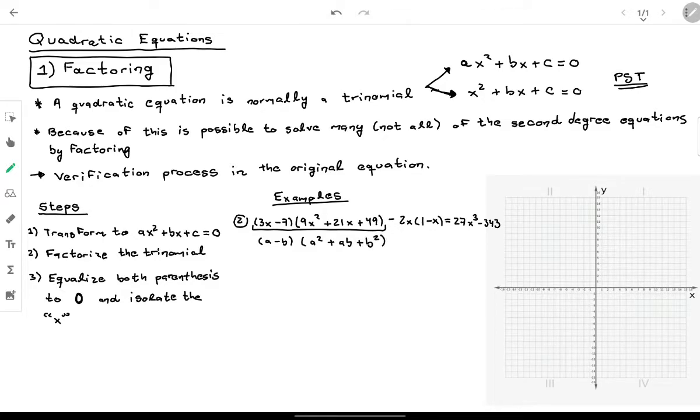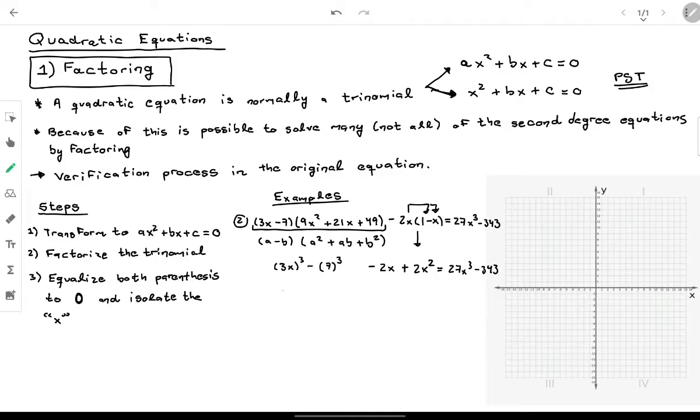If we remember that special product, it gives us a difference of cubes. So in this case, it's going to be the first one cubed minus the second one cubed. Then we can continue with this part, and it's going to be minus 2x multiplying this, so it's going to be plus 2x squared equals 27x cubed minus 343.